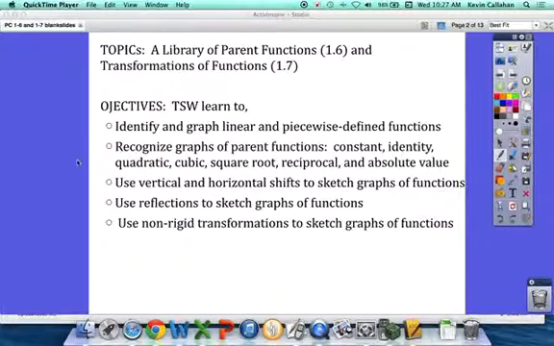Okay, today it's a combination of two lessons. We're not doing every part of both, but we're doing some of both, because they kind of go together. In 1.6, we look at all the different parent functions or common functions, whatever you want to call them. And then in 1.7, we show how you shift them around. How do you go left, right, up, down, flip, stretch, shrink, all that kind of stuff?